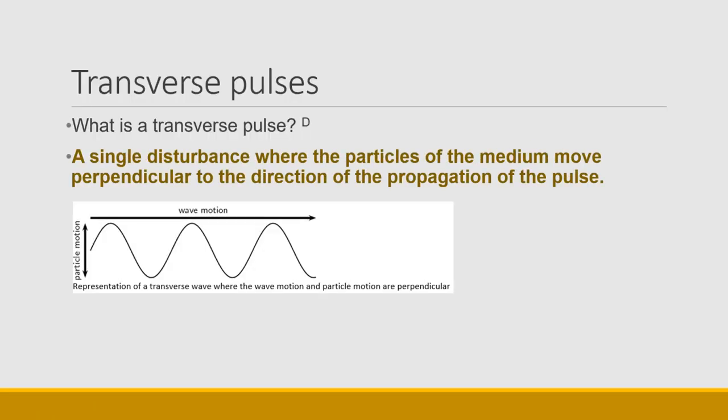So the definition of a transverse pulse is a single disturbance, because that's what a pulse is, where the particles of the medium move perpendicular to the direction of the propagation of the pulse. And I hope that this definition makes perfect sense to you at this point.